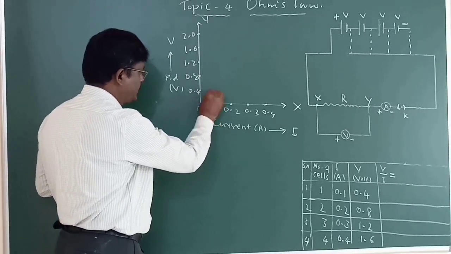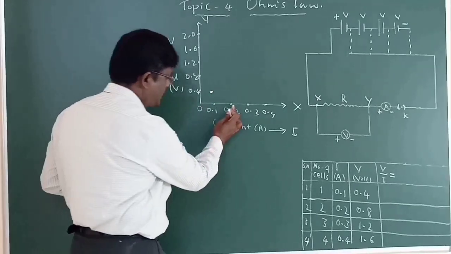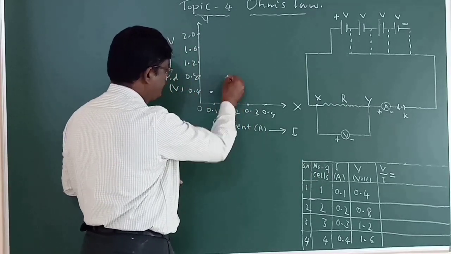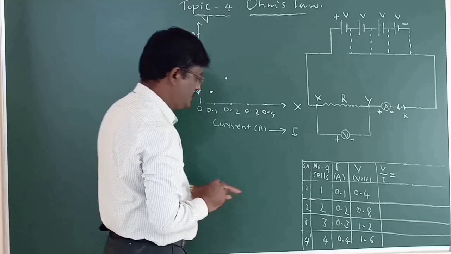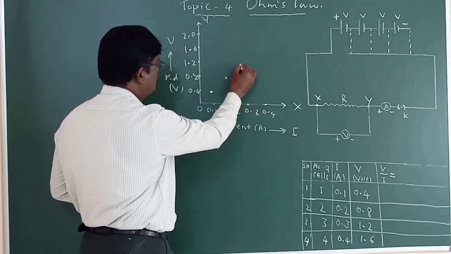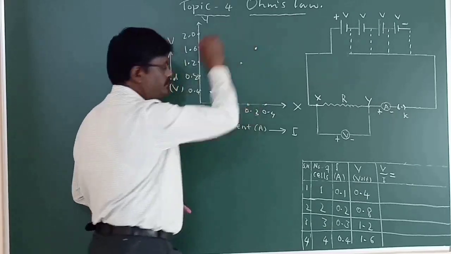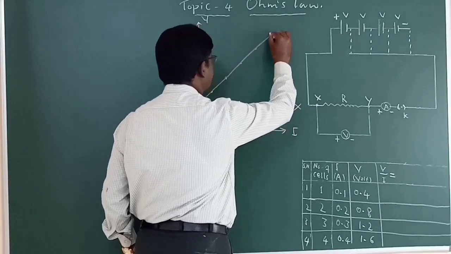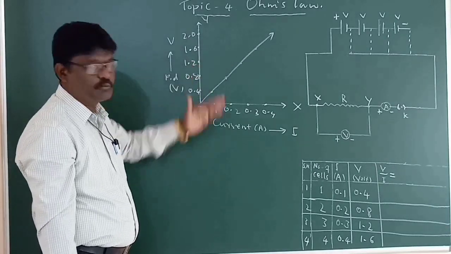Hence the coordinates give this point. Next, 0.2, 0.8 we get here. You know basically how to mark the points: 0.3, 1.2, 0.4, 1.6. Then join these points. By joining these points, we get a straight line. This verifies Ohm's law.